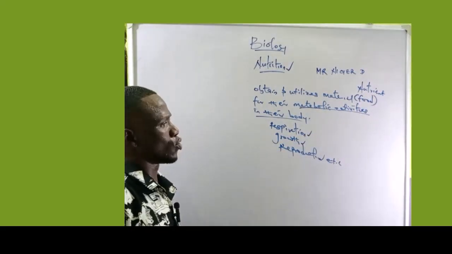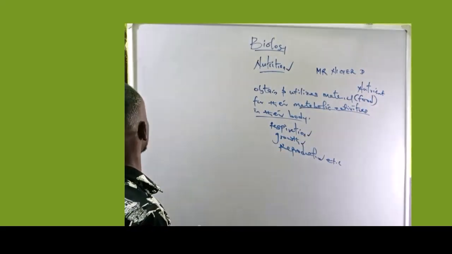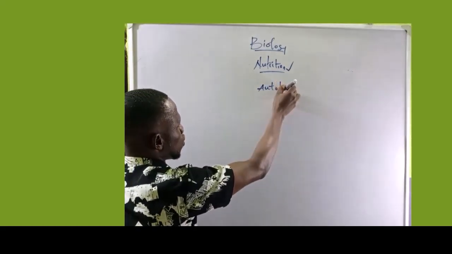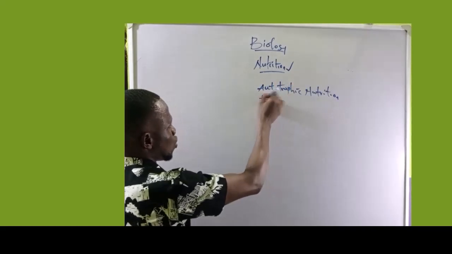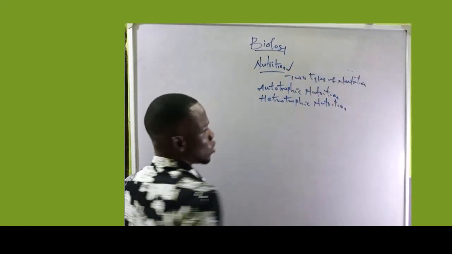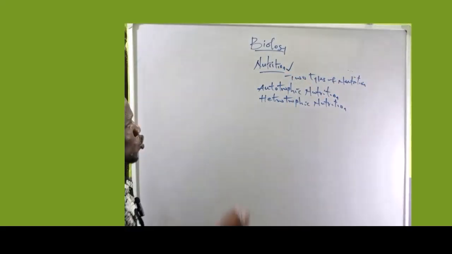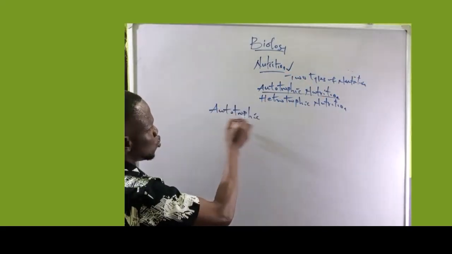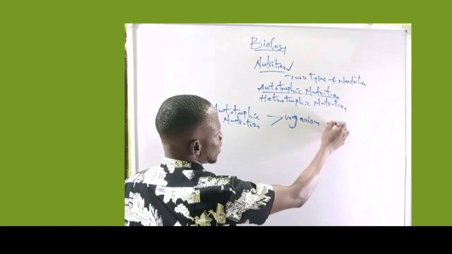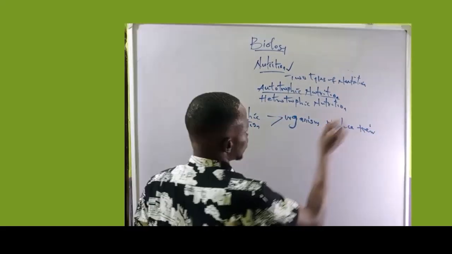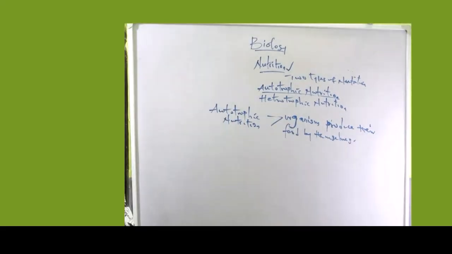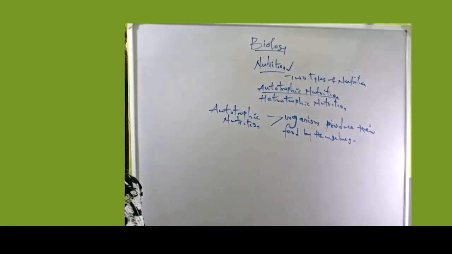So there are basically two types of nutrition. The two types of nutrition are autotrophic nutrition and heterotrophic nutrition. In autotrophic nutrition, the living organism produces its food by itself. They have the ability to synthesize their food by themselves.